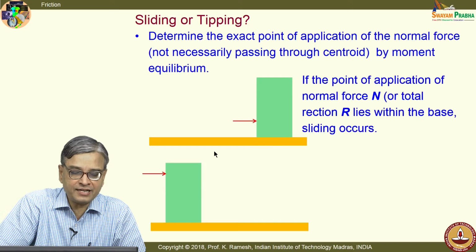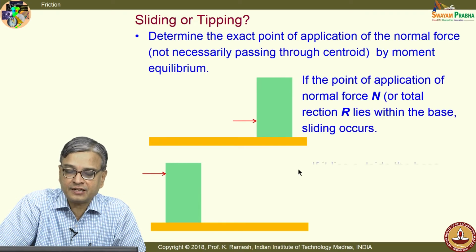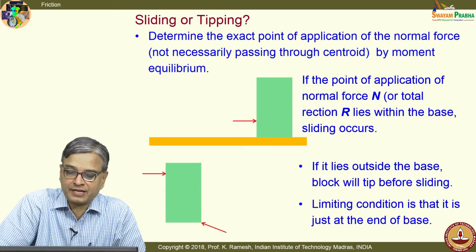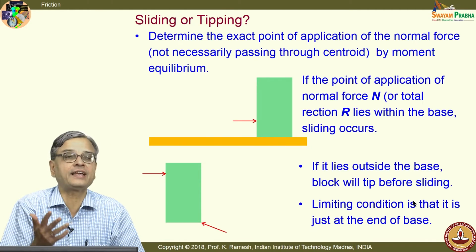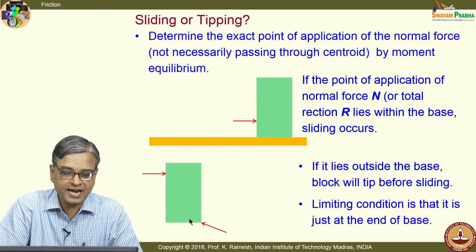On the other hand, if I apply the force at a different location, and if I investigate what is the point of action of the reaction, if it lies outside the base, the block will tip before sliding. What is the limiting case? The limiting case is the edge of the object. So, here it becomes the corner. So, the limiting condition is that it is just at the end of the base.